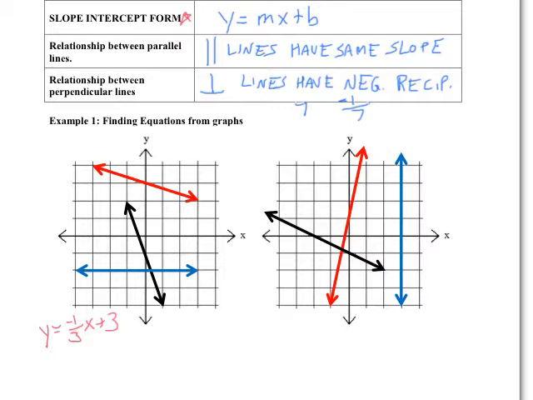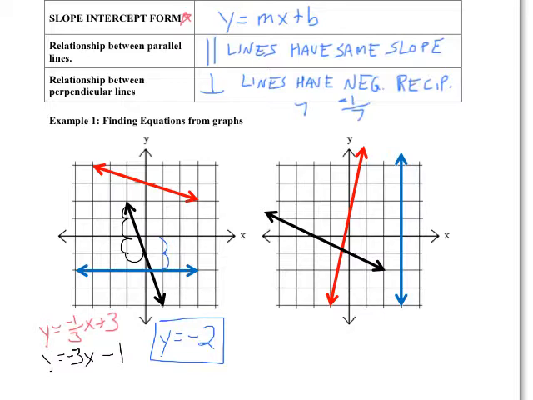Our black line has a y-intercept of negative 1, and then the slope looks like it's down 3, run 1, so it's negative 3x. And then finally our blue line is a horizontal line, and all horizontal lines have the equation y equals some number, and that number is where it's at. So we're at negative 2, so y equals negative 2. All horizontal lines, no x's.